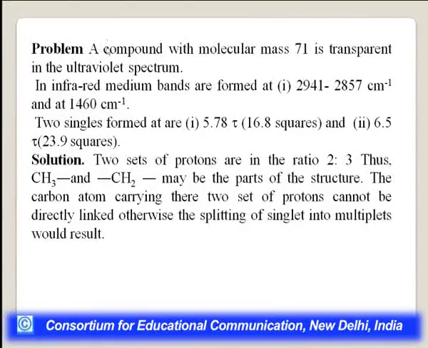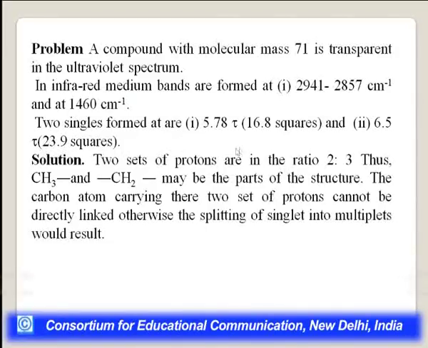Another problem is there. A compound with molecular mass 71 is transparent in the ultraviolet spectrum. In infrared, there are 2 peaks at a value of 2941 to 2857 and at a value of 1460. As far as the NMR spectrum is concerned, there are 2 signals formed at 1.78 tau, this squares, and 6.5 tau. 2 sets of protons are in ratio when we see this value 16.8 and 23.9.